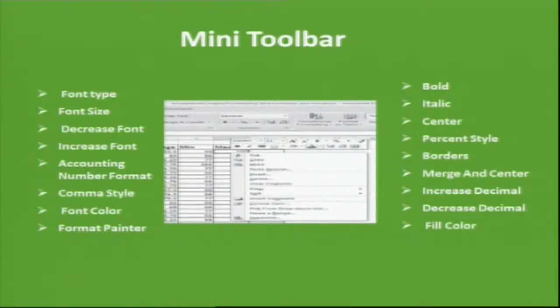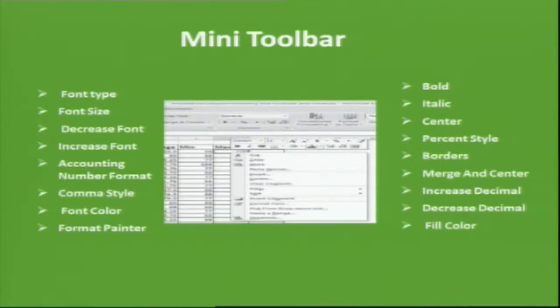So the font type, font size, as we discussed, this will help us to change the name of the font. Suppose I am applying the Times New Roman font for my data, that style will be applied. If I give the size as 20, that size will be applied to the content. So the decrease and increase font will also help us to change the size of our font. Then the accounting number format, comma style we discussed earlier. Font color will help us to change the font color. So if I am applying white color to my data, then the text will be displayed in white color only.